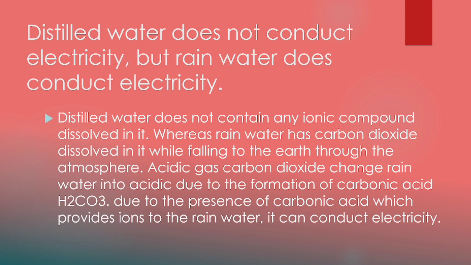Why this difference? Distilled water does not contain any ionic compound dissolved in it, whereas rainwater has slight carbon dioxide dissolved in it while it is falling through the atmospheric layer onto the surface of earth. The acidic gas carbon dioxide dissolves in water to form a weak acid called carbonic acid, H2CO3. Due to the presence of this carbonic acid, it provides ions to the rainwater and it can conduct electricity. So the basic requirement for conducting electricity is the formation of ions.